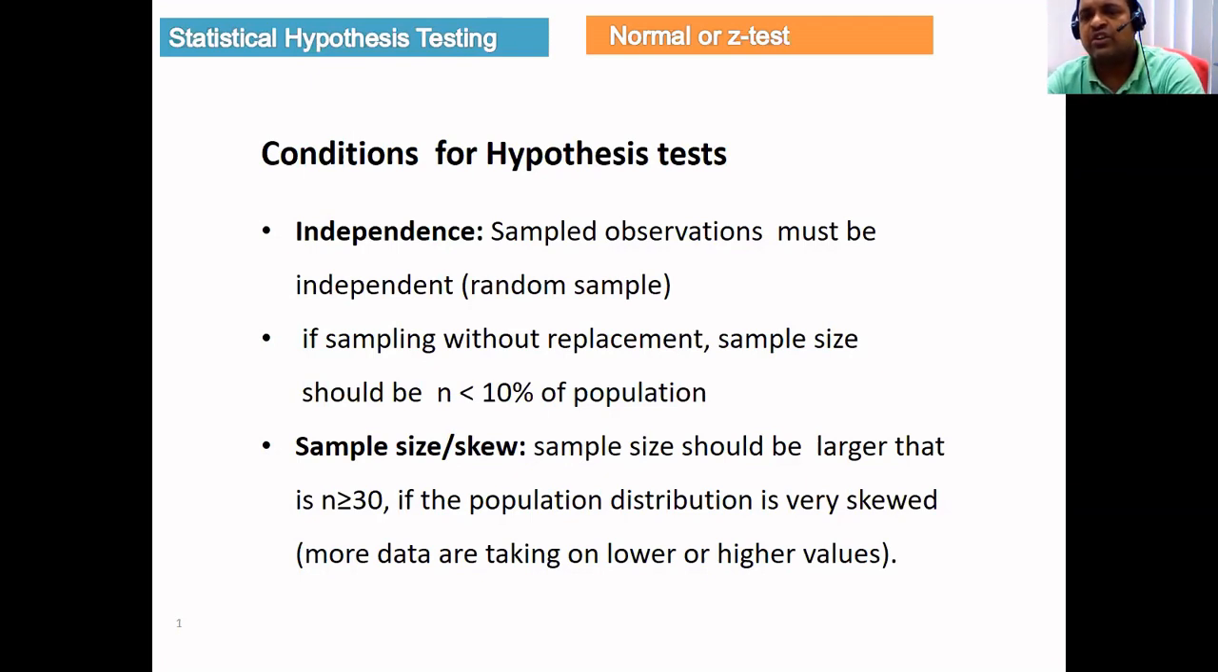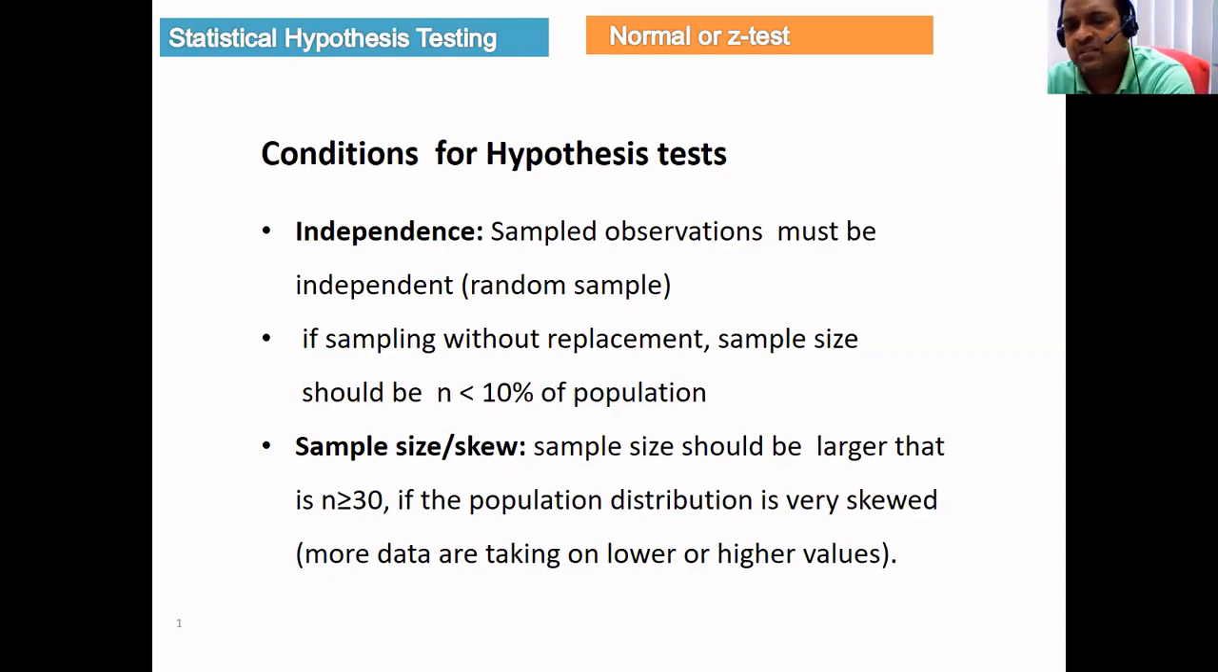So the first condition for a hypothesis test: sample observations must be independent. We are taking the sample from the data, for a survey or some other purpose. The observations we are taking should be independent. This is a very important condition for a hypothesis test.